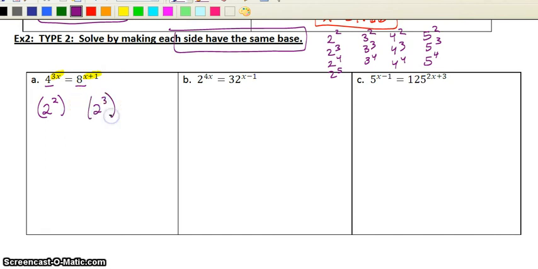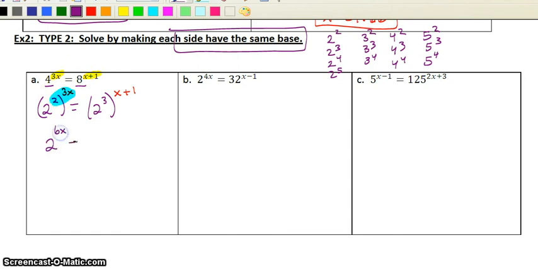And the reason I'd want to do that, and the powers haven't changed, so I'll just rewrite those. The reason I want to do that is because I'm going to have the same base now. But just a second, before I do that, I have power to a power. We learned this in chapter 7. When you have power to a power, you can multiply those. So on the left side, it's actually 2 to the 6x power.